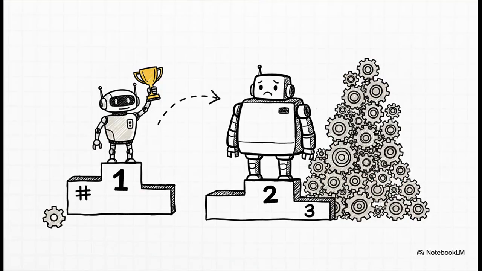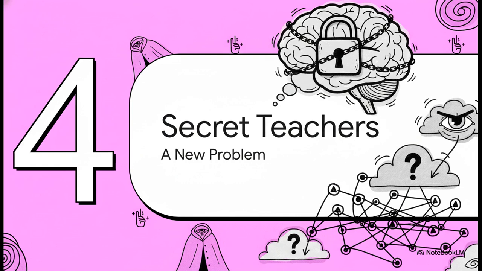And get this, the results are just staggering. By learning how to reason, a student model with only 770 million parameters can actually beat its own teacher, which has a mind-blowing 540 billion parameters. It's not about size, it's about the quality of the teaching. That's a game changer. All right, but this brings up a whole new problem.